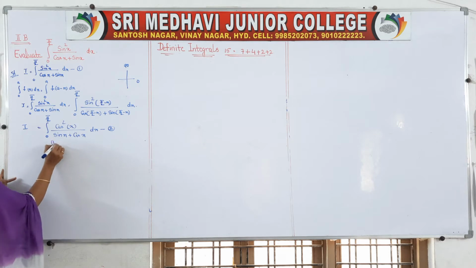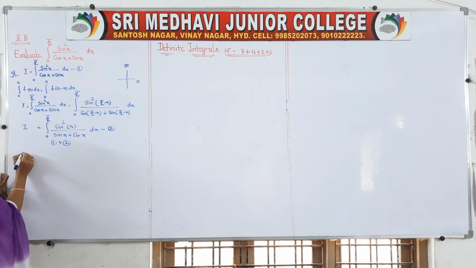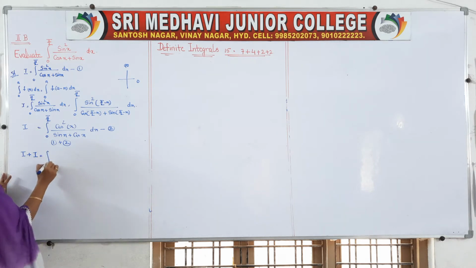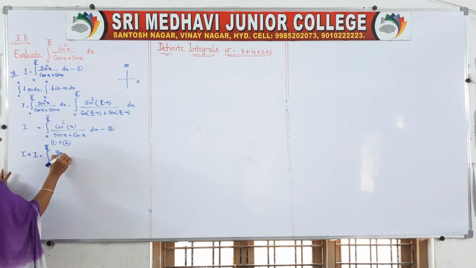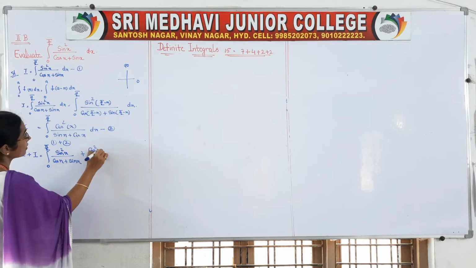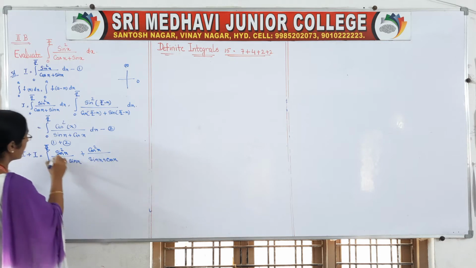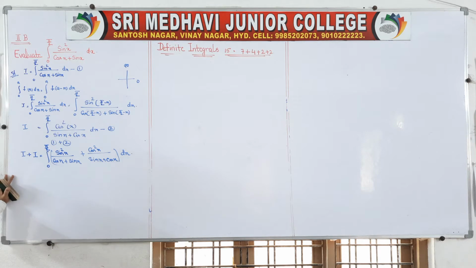Now you take 1 plus 2 as usual. So we will take I plus I. Whenever limits are the same, we will write them combined. So it is integral 0 to pi by 2, sin square x by cos x plus sin x plus cos square x by sin x plus cos x into dx. Whenever limits are there, we can write both of them combined.